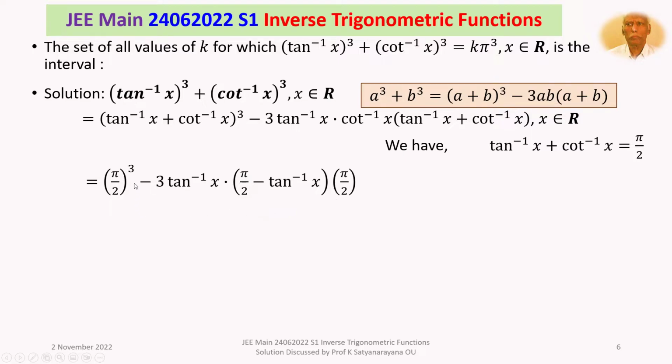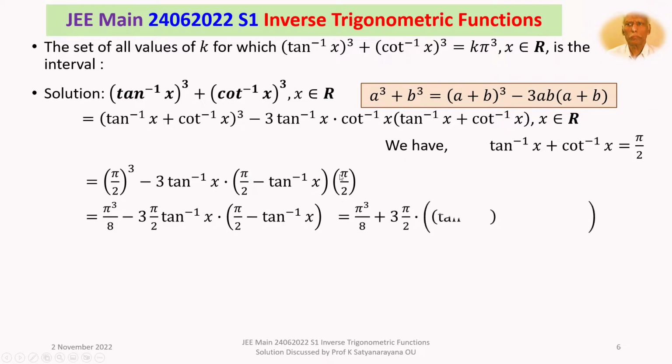So that will be equal to pi cube by 8 minus 3 times pi by 2 into tan inverse x into (pi by 2 minus tan inverse x). Now send this tan inverse x inside. Then you will get pi cube by 8 plus 3 pi by 2 into [minus pi by 2 tan inverse x... ] minus tan inverse x into minus tan inverse x is plus (tan inverse x) whole square. Minus tan inverse x into pi by 2 is minus pi by 2 into tan inverse x.